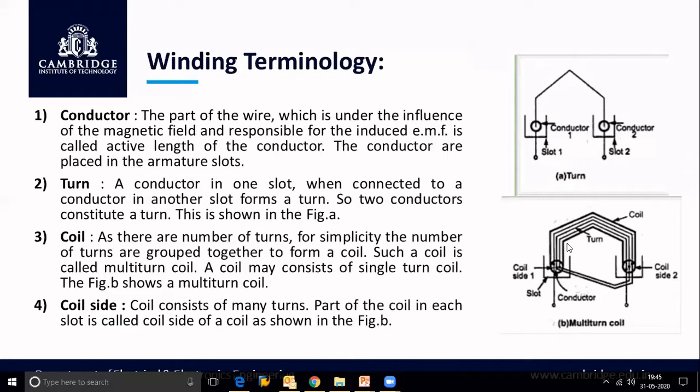Next, coil size. As I told you, a coil consists of many turns. These turns are wrapped together, and the portion which is present in a slot is known as a coil side.